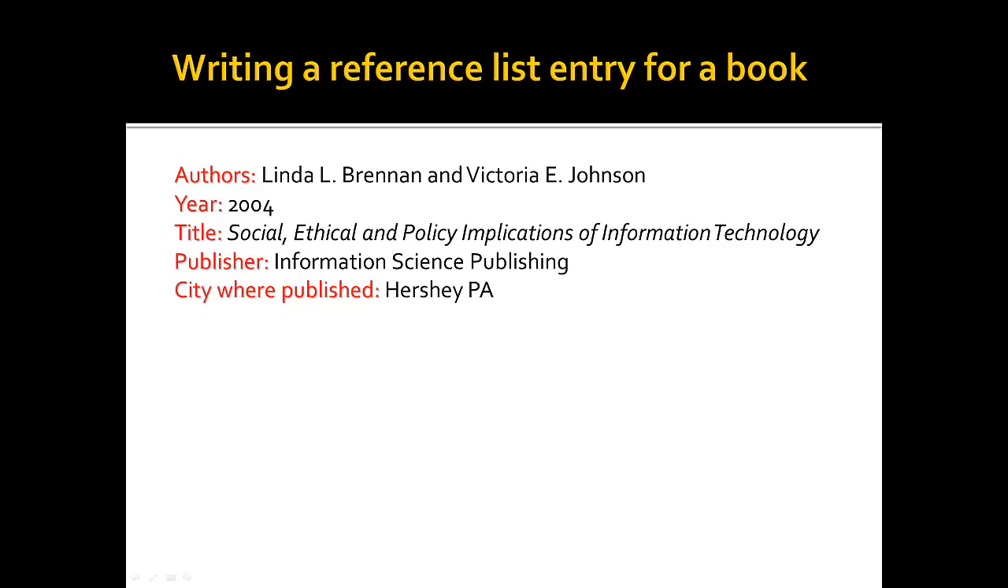So the authors, Linda L. Brennan and Victoria E. Johnson. The year of publication is 2004. The title is written there. The publisher, Information Science Publishing, and the city where it was published was Hershey, PA. Now, not too many people know where Hershey is, so we would list the abbreviation for the state there. If you had a place like Sydney or Melbourne, people generally know where they are, so you don't need to list a state. But if it was somewhere that was less well known, then you would list a state. We don't list the country of publication, just the town, and if necessary, the abbreviation for the state.